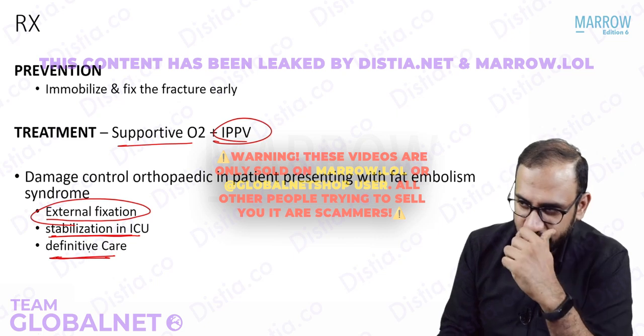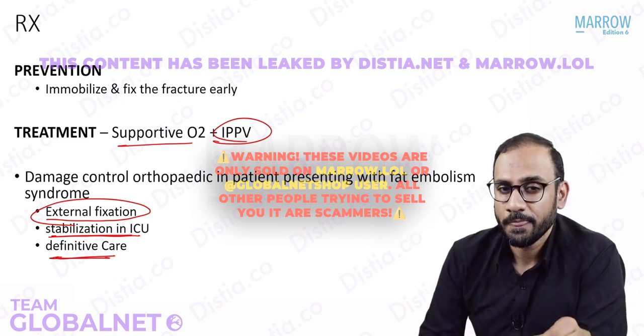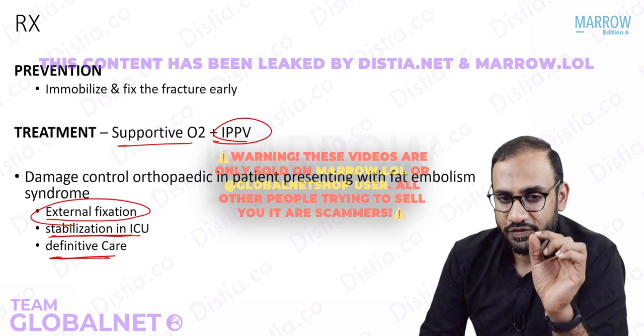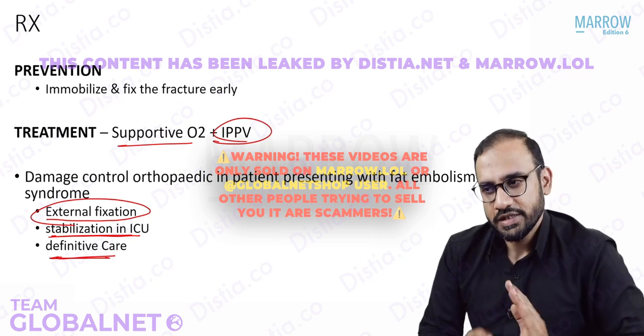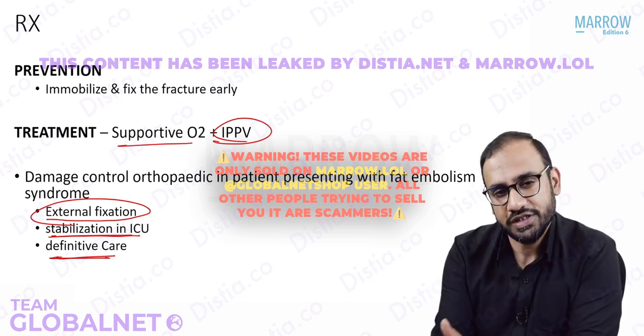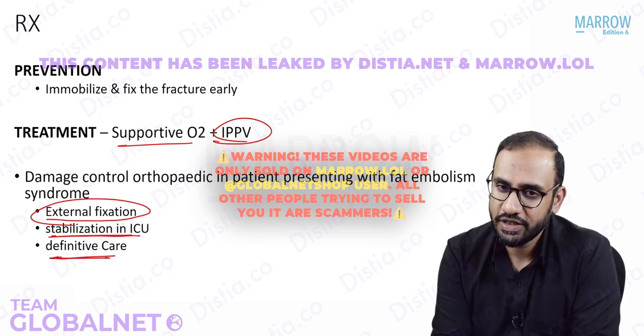So remember, a patient with a shaft femur fracture who comes to you with fat embolism syndrome, you will not do closed reduction internal fixation with intramedullary interlocking nail. Instead, go for an external fixator. Apply it, send him to the ICU, let the physician stabilize him. Once he's stabilized, then you can go for the definitive treatment.